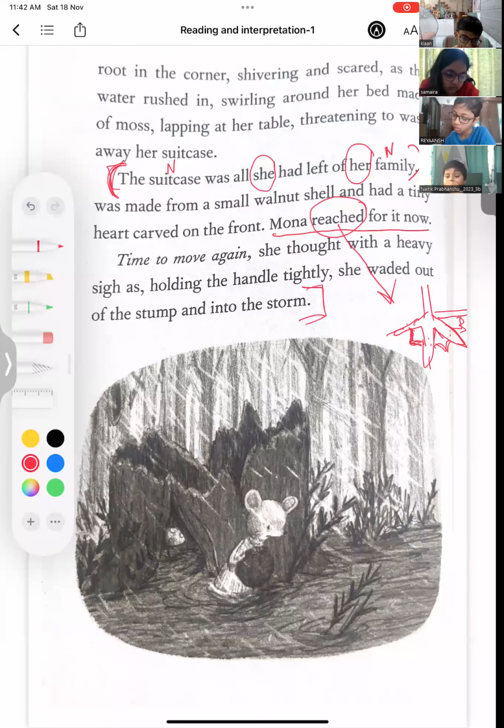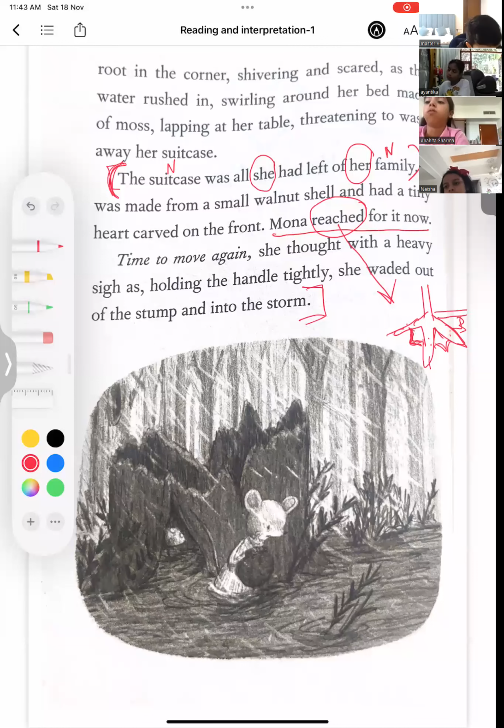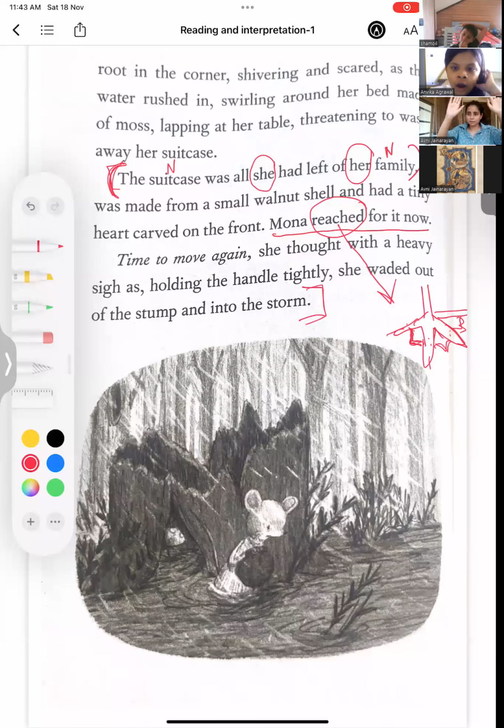Can you see my screen, children? Can you see me in one of the screens here? No, ma'am, your video is coming paused. No, you can see here now.